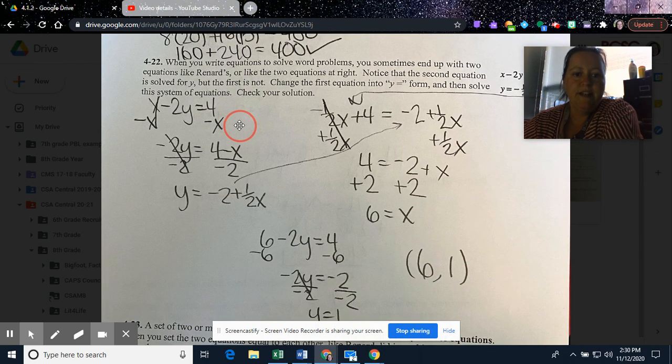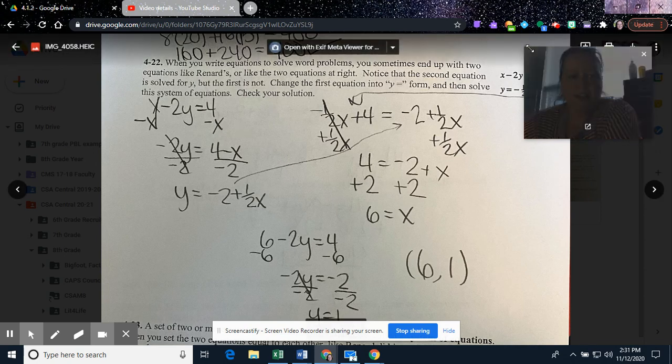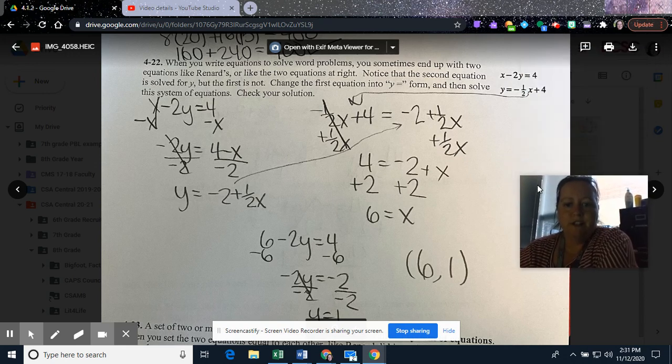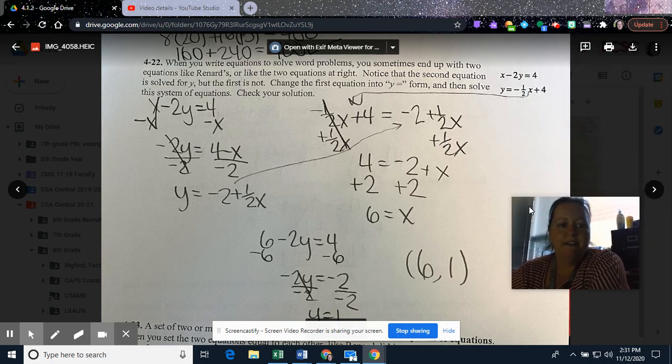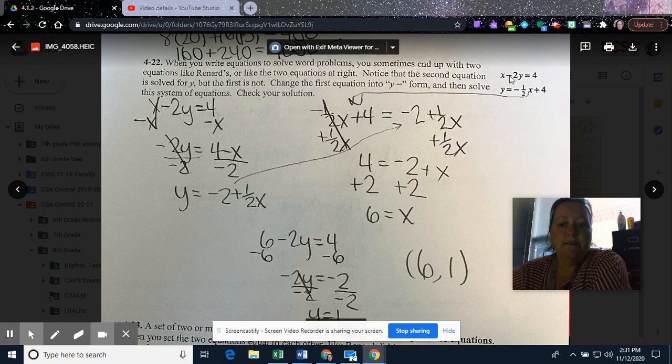Looking at number 22, it says when you write equations to solve word problems, you sometimes end up with two equations like the two equations at the right. Notice that the second equation is solved for y, but the first is not. Change the first equation into y equals form and then solve the system, and check your solution. So again, this equation is already solved with y equals. This one is not, so your first step is going to be to solve this equation like we did at the end of chapter 3 to get y by itself.